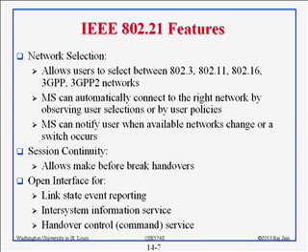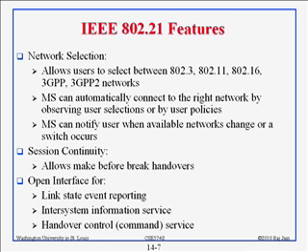Session continuity. It allows you to make before break, and then an open interface for link state event reporting, for inter-system information service, and for handover service. We are going to define those three services in a minute. So what is the link state? Basically, all these technologies that you have, whether it's 802.3, 802.11, 802.16, 3G, these are all links. These are all data links, all layer 2, right?